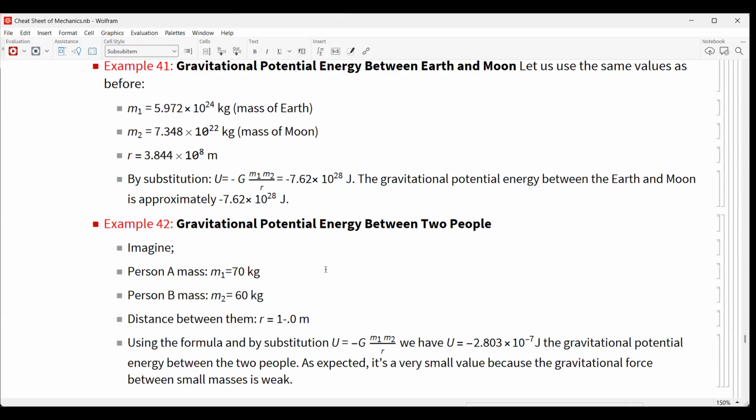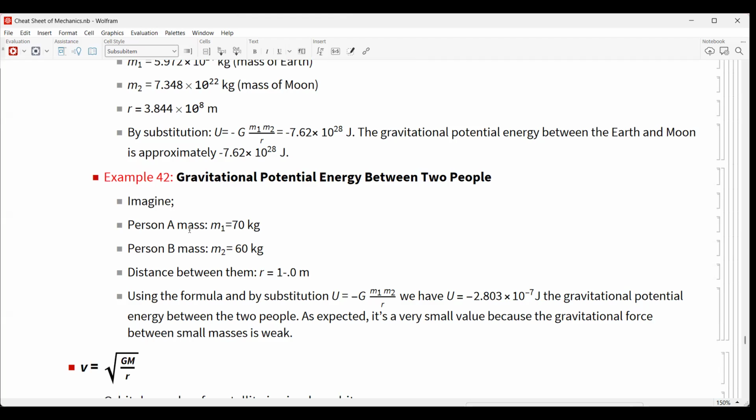Gravitational potential energy between two people. So imagine Person A has mass 70 kilograms. Person B has mass 60 kilograms. Distance between them is 1.0 meter.